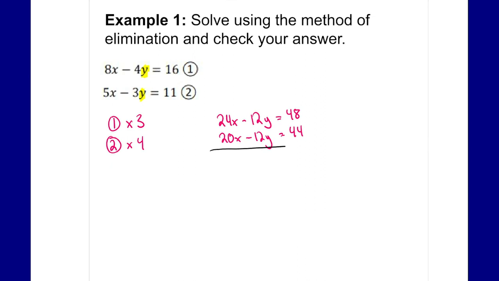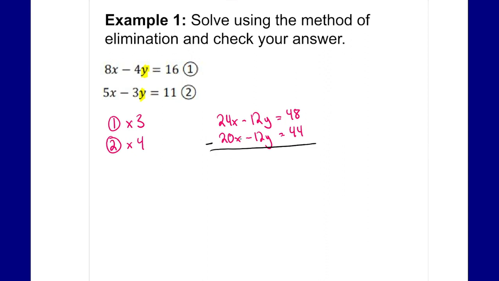Now that I've done this, I need to figure out, okay, what am I going to do? I need to do something to eliminate the y values. So I have negative 12 and negative 12. How can I cancel those out or eliminate them? Well, I can add them, or sorry, not add them, I can subtract them, because negative 12 minus negative 12 is the same thing as saying negative 12 plus 12. And if we go back to our steps, if they have the same operation, we subtract. So I'm going to subtract these two equations.